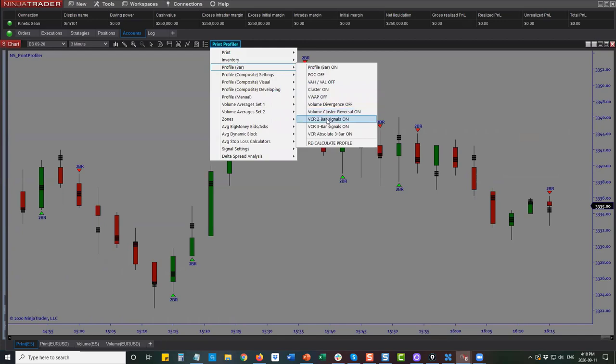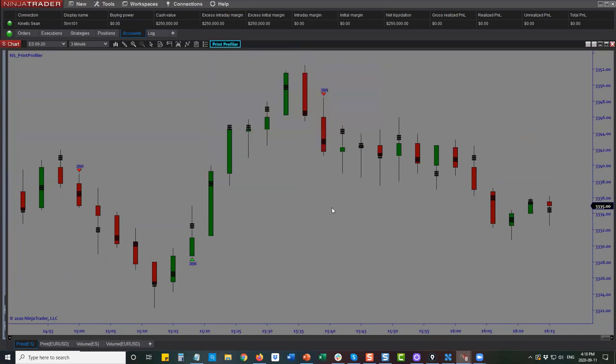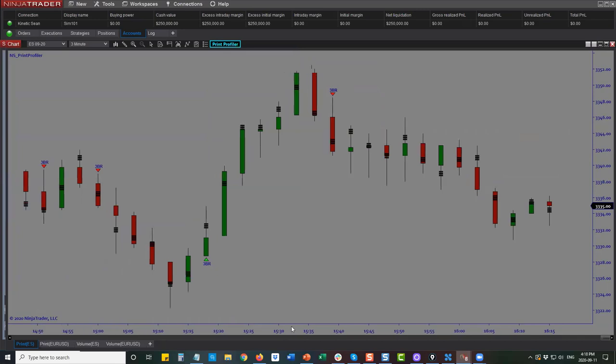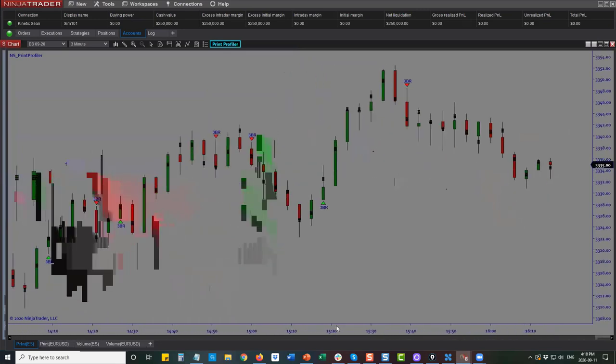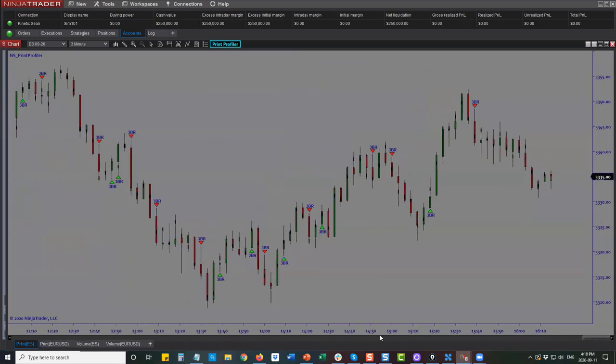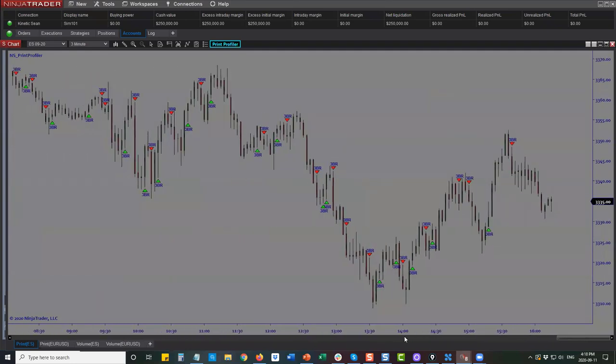Now I want to turn the 2-bar off. Not interested in the 2-bar. I'm only interested in the 3-bar signals. I don't like the 2-bar. 3-bar is the gravy. 2-bar is the noise. So the 3-bar is significant. Okay, and I like to look at it from a directional perspective.